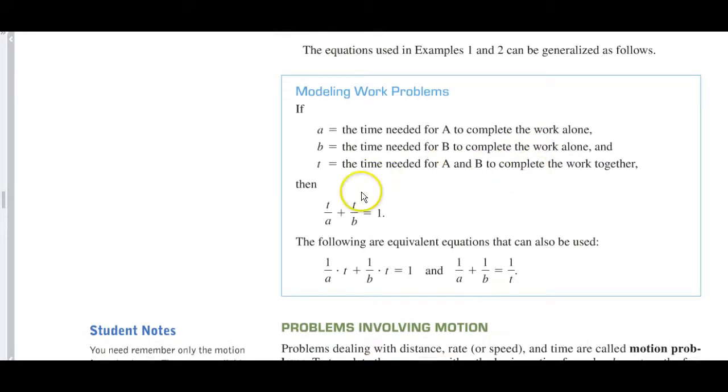So, the model for working time. Again, this is the equation that I'm using. This is the one right here. Their rate plus the other rate is the 1 over the total time.